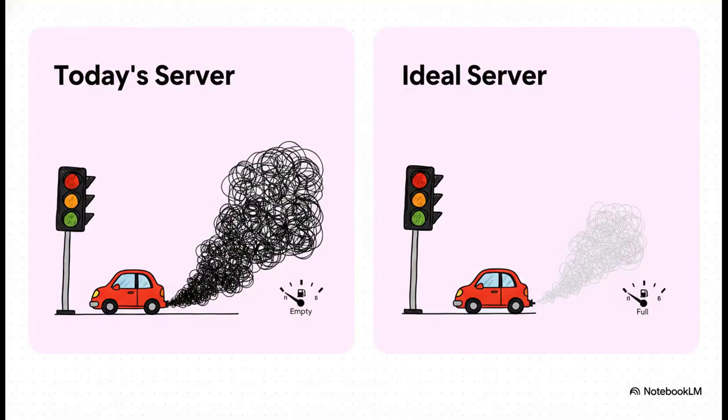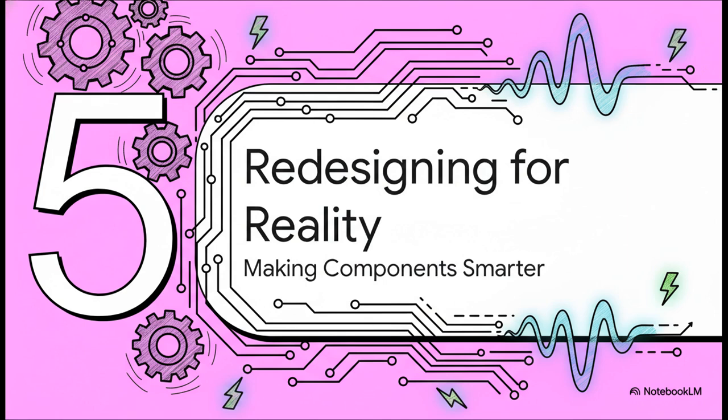Let's try an analogy. Today's server is like a car that burns almost as much gas sitting in stop-and-go traffic as it does flying down the highway at 80 miles an hour. It's just incredibly wasteful. The ideal energy proportional server would be like a car that just sips gas in traffic and only really guzzles it when you slam the pedal to the floor. Makes sense, right? Now, getting to this ideal state, well, that's not easy. It means we have to fundamentally redesign not just one part of the computer, but all of them. We have to make every single component a lot smarter about how it uses power.